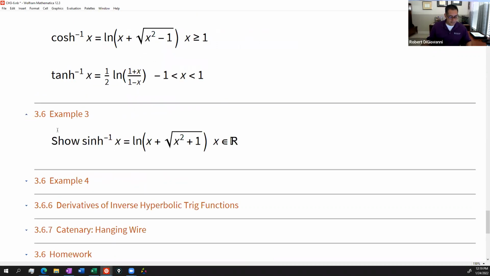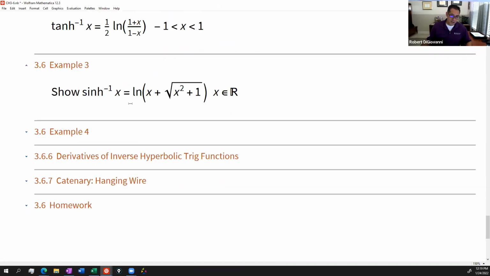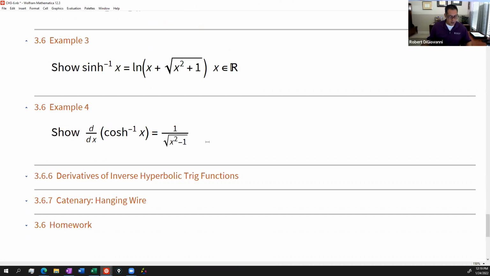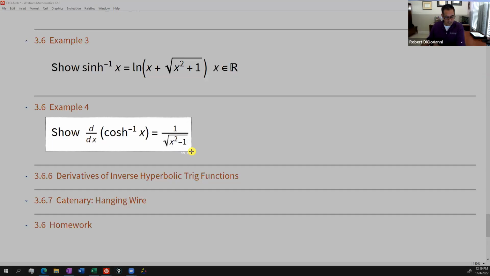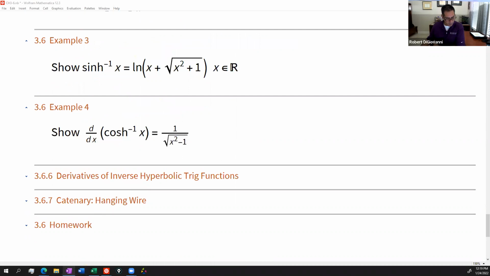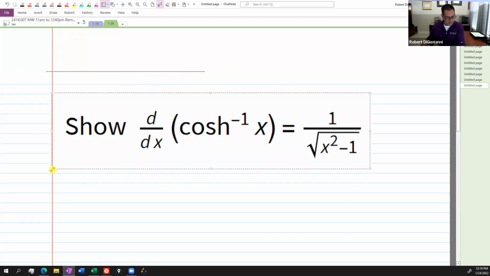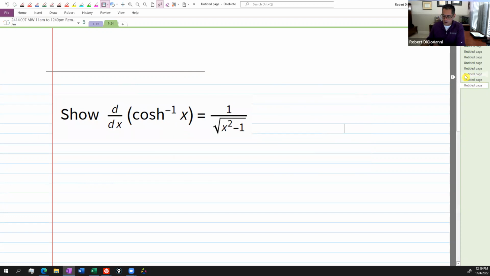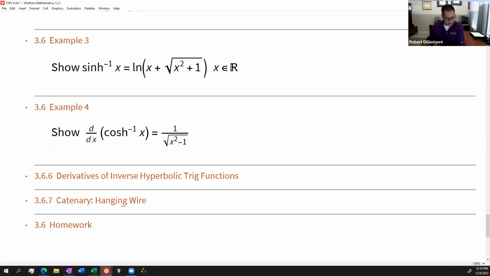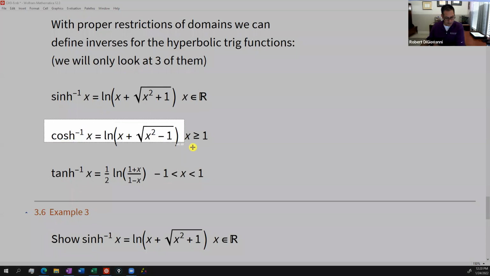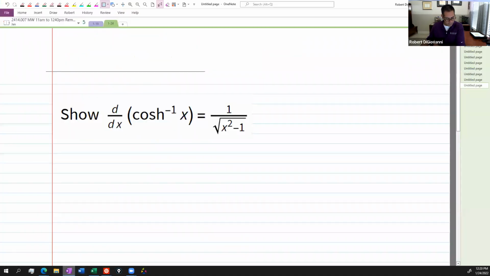Let's move to example 3. Show that the derivative of cosine hyperbolic inverse of x is this. Okay, I'm going to grab this and take it to another page. I need to go back and grab the definition of cosine hyperbolic inverse. Here's cosine hyperbolic inverse. Plug that in.